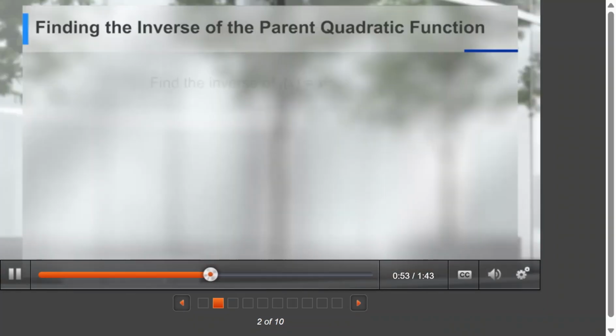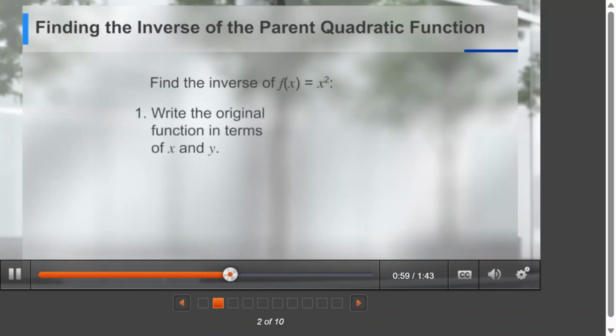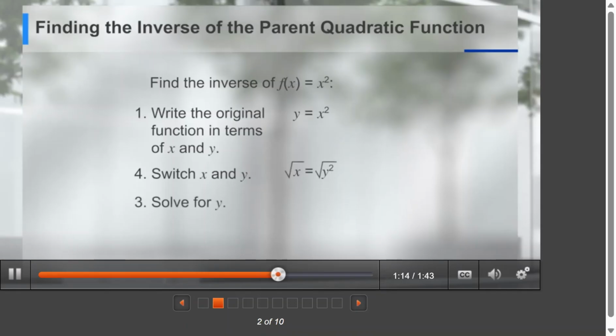Good question. Let's say we have f of x equals x squared. To find the inverse, we first write the original function in terms of x and y. That means we replace f of x with y to get y equals x squared. Then we swap x and y to get x equals y squared. To solve for y, we take the square root of x, which gives us y equals the positive or negative square root of x. So that gives us two parts again, right?